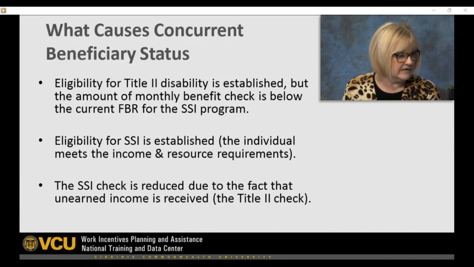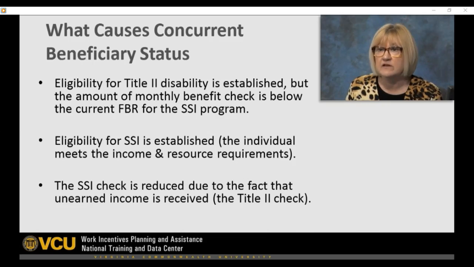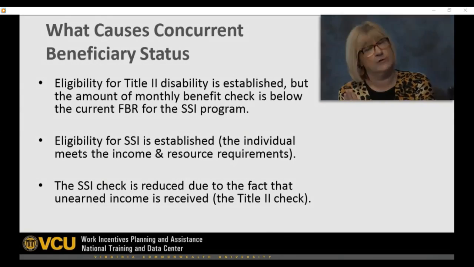Now, the SSI check, as I said, is reduced due to the fact that you're now receiving a form of unearned income. That's the Title II check. All right, so now you know. Title II disability benefits, 3 different flavors. We really only covered 2, SSDI and CDB. You've got this whole other program called SSI, very different. And some people get SSI, and then some people get both.